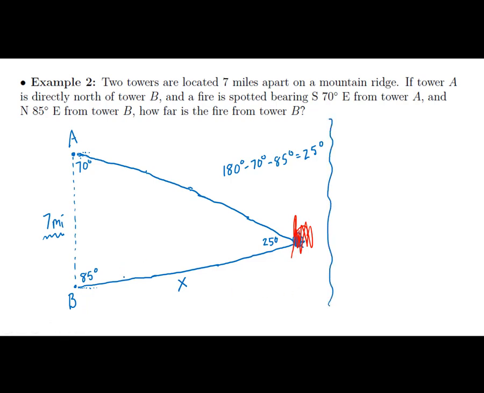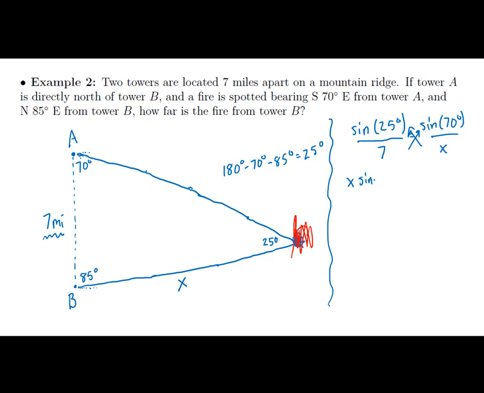Notice that I definitely don't want to use the law of cosines here because in the law of cosines you need to know two of your sides. So that's why the law of cosines is out from the beginning. So we get in a position where we can use the law of sines. So now I can say that the sine of 25 degrees divided by 7 is going to equal the sine of 70 degrees divided by x.